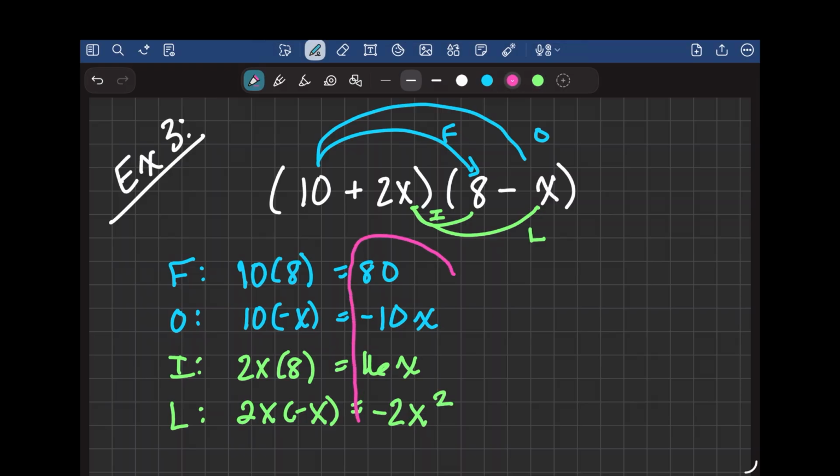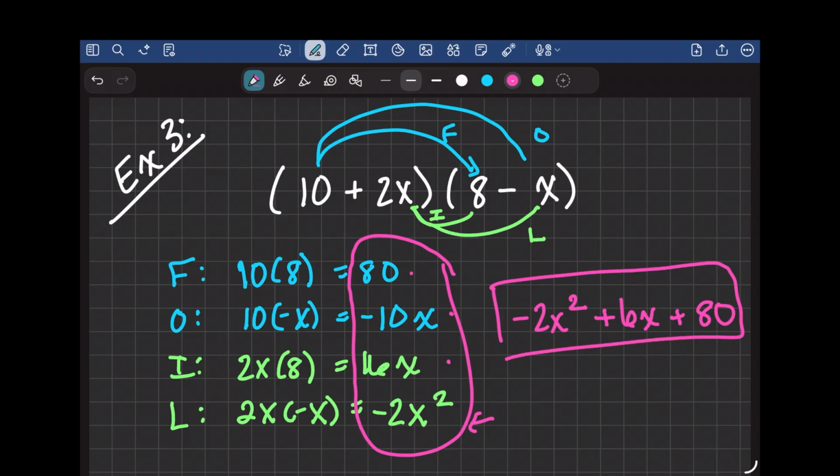From here, we're going to combine our like terms. So when I look at these 4 right here, I'm going to start with my highest exponent. This time it's at the bottom. So I'm going to have negative 2x squared first. I'm going to combine my x's. So those x's that I combine are still in the middle. So negative 10 and positive 16, which will give me a positive 6x. And then my constant is a positive, so I'm going to put plus 80. And now we are finished and we have organized those in standard form.